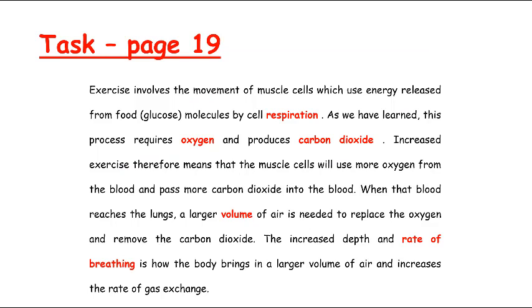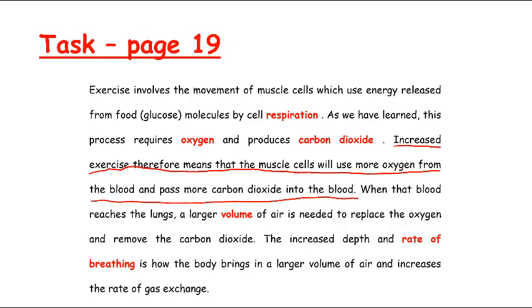Now, the next little part, and this is the final little section. Exercise involves the movement of muscle cells which use energy released from food molecules by cell respiration. This process requires oxygen and produces carbon dioxide. Now this is the important bit. Increased exercise means that the muscle cells will use more oxygen from the blood and produce more carbon dioxide. When that blood reaches the lungs, a larger volume of air is needed to replace the oxygen and remove the carbon dioxide. So therefore we've got an increased depth and rate of breathing, which is how we bring in a larger volume of air and increase the rate of gas exchange during exercise.